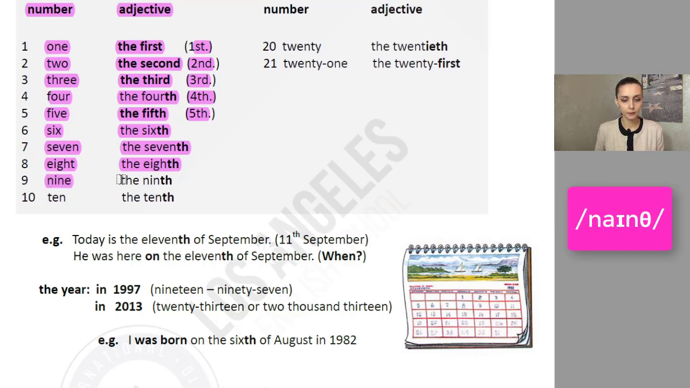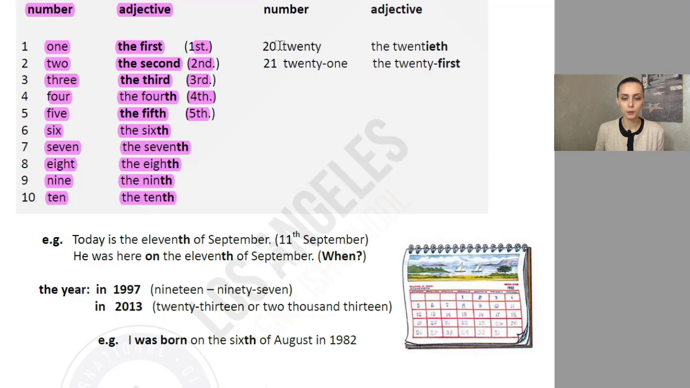9, the ninth. Pay attention that the E disappears when you add th to the word nine. There is no E: ninth. 9, the ninth. 10, the tenth, and then you just move on. 11, the 11th, 12, the 12th, 13, the 13th, and so on.